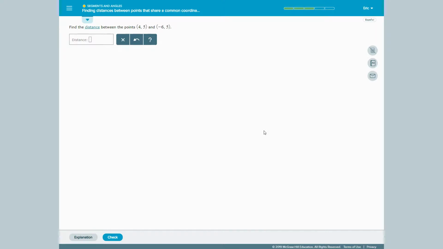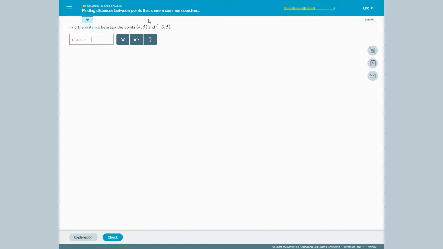Finding distances between points that share a common coordinate. So there is something in geometry called the distance formula. We will not get into it in this particular topic because it's not needed whatsoever, but I will briefly talk about it in a future topic. For this one, common coordinate means that your x's are the same or your y's are the same. If that is the case, to find your distance, you're just finding the difference between your non-same values.